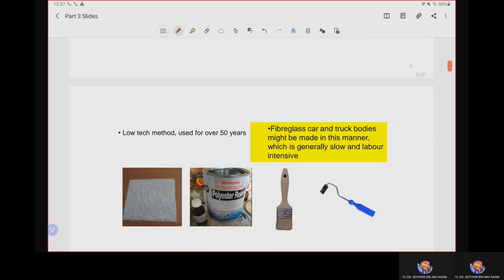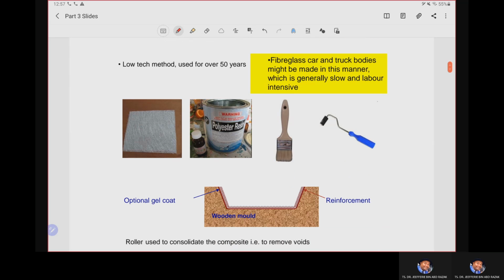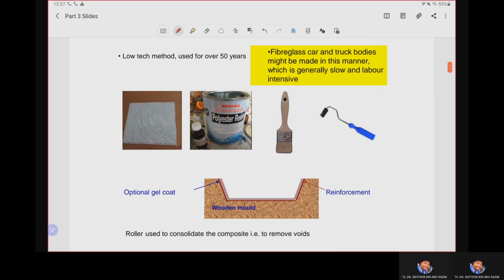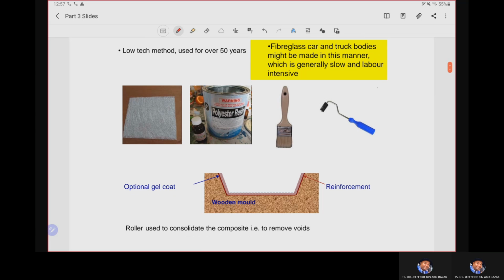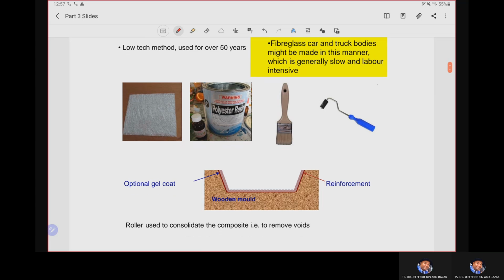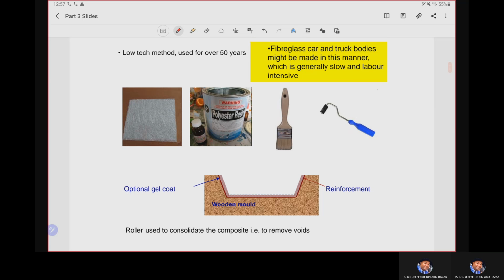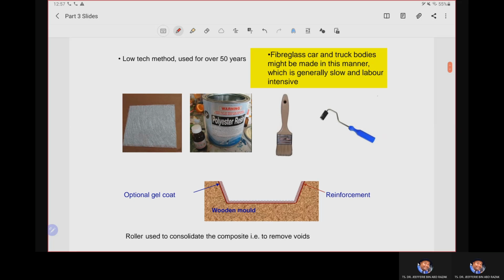So for the next slide, we actually already explained this in the prior slide. Just to summarize, the hand layup process is a very low-technology method that has been applied for the past 15 years. To perform this method, we need first and foremost an open mold, and then we first apply a gel coat to the mold surface for easy product release after the curing process.